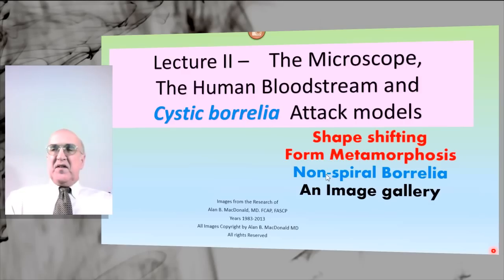It's not always that you're dealing with spiral forms under the microscope. You may be dealing with cystic and other forms. Those other forms also include granular forms, cell-wall deficient forms. They will be covered in future lectures, but this lecture will deal with more on the cystic Borrelia.